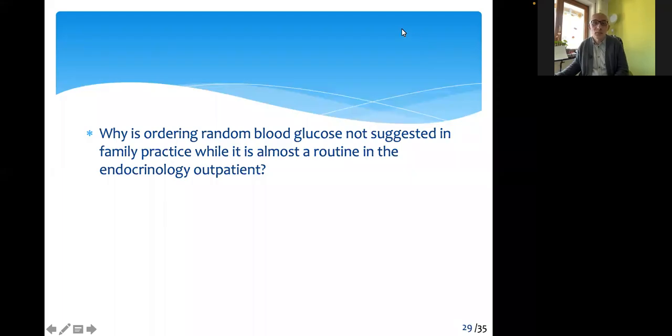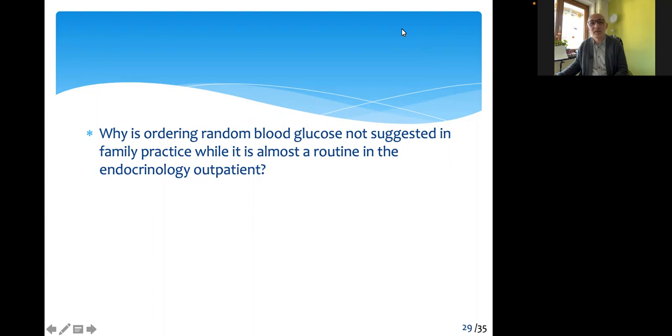Now, two more new terms related to these laboratory tests or diagnostic parameters. And for this, I have a question first. Why is ordering random blood glucose not suggested in family practice? First, you should know that this is not suggested. Yes, believe me, it is not suggested.